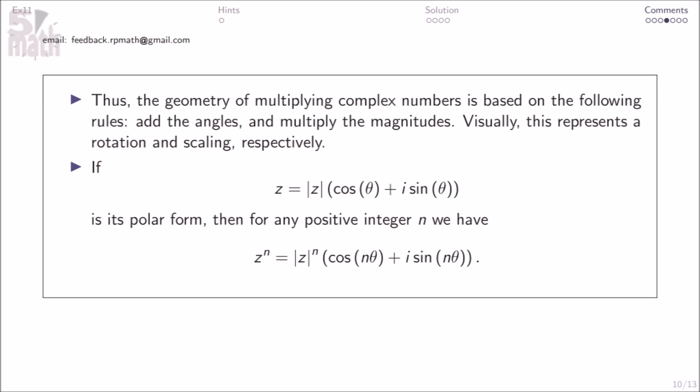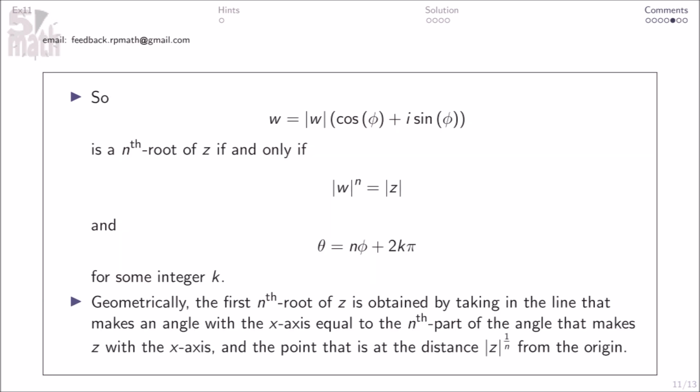If z equals this is its polar form, then for any positive integer n, we have z to the n equals absolute value z to the n times cosine n theta plus i sine n theta. So, w equals absolute value w times cosine phi plus i sine phi is an nth root of z if and only if absolute value w to the n equals absolute value z, and theta equals n phi plus 2k pi for some integer k.